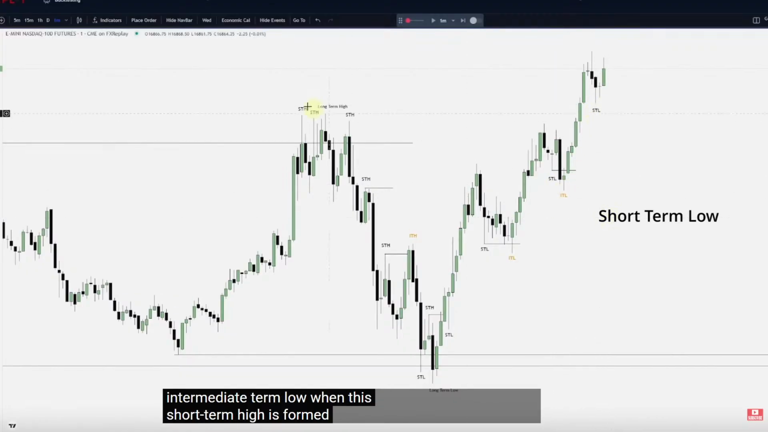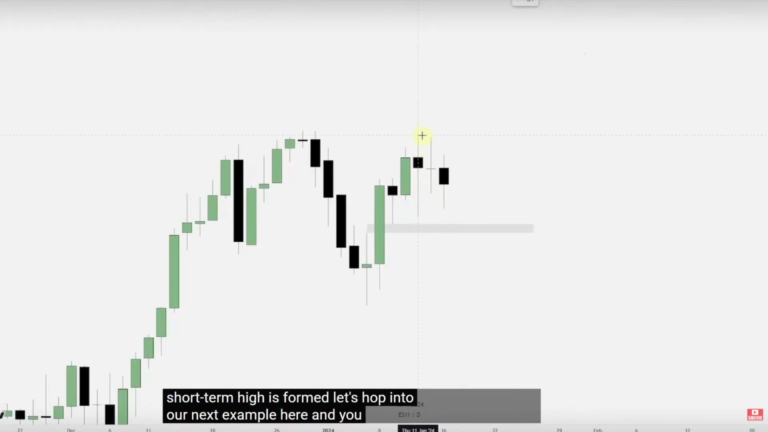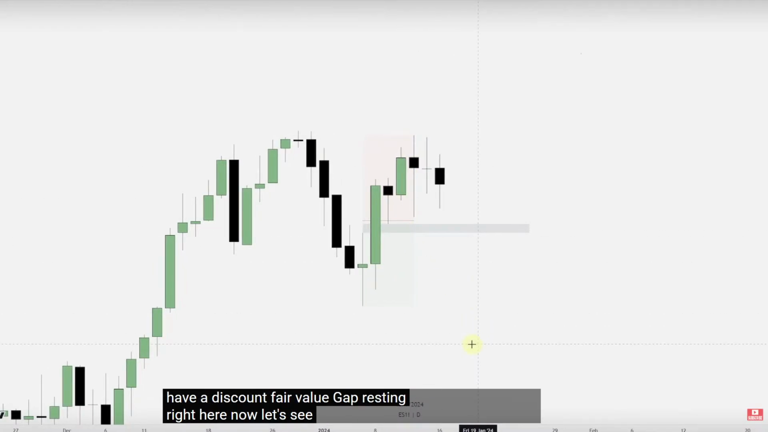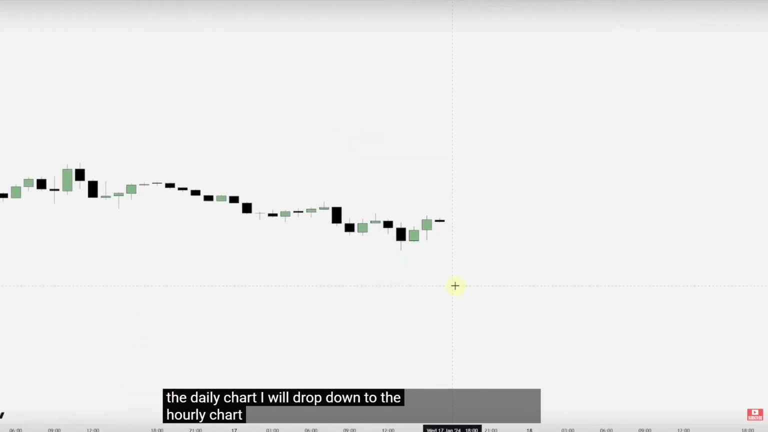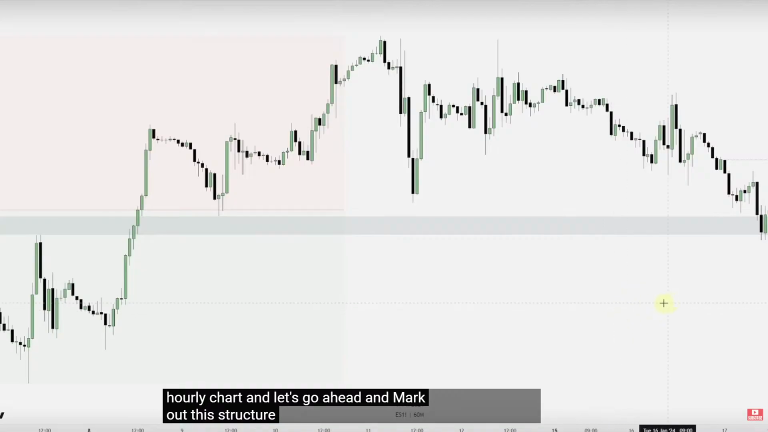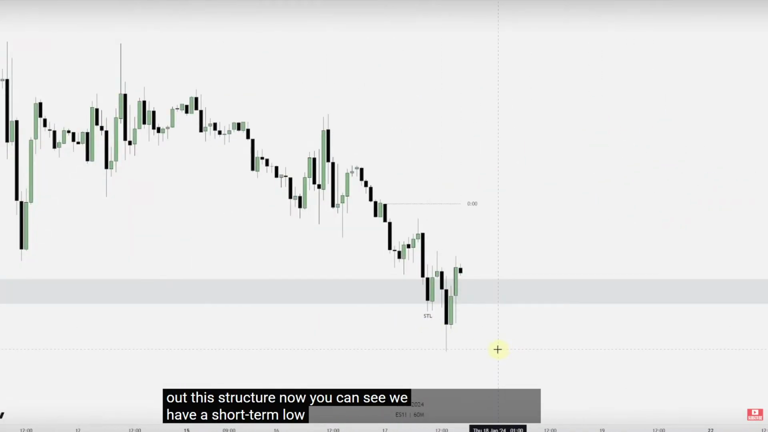Let's hop into our next example here, and you can see we have a discount fair value gap resting right here. Now let's see what happens when price trades into that. So now, with the daily chart, I will drop down to the hourly chart, and let's go ahead and mark out this structure. Now you can see we have a short-term low right here. That was then swept, creating another short-term low. If this is going to form a long-term low, we need another short-term low on the right side of it.